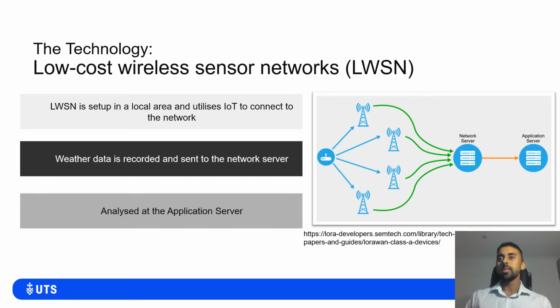These systems utilize a growing part of the tech industry, which is IoT, Internet of Things, and is widely being used in smart cities. The way that this tech works is through an array of environmental monitoring systems, like the one we saw on the previous slide, being set up around urban areas to track environmental data. The records are then sent to a network server where it is finally analyzed at the application server.